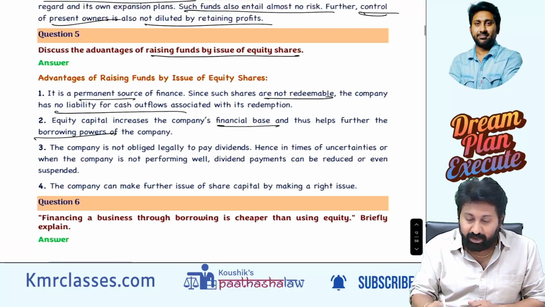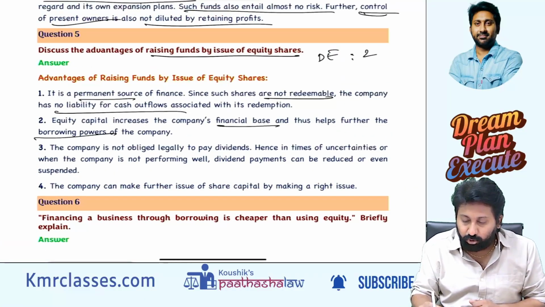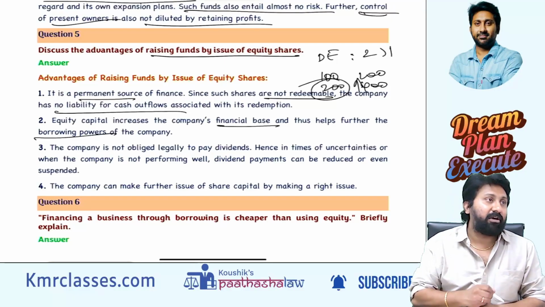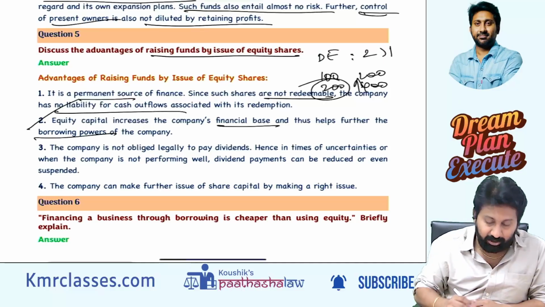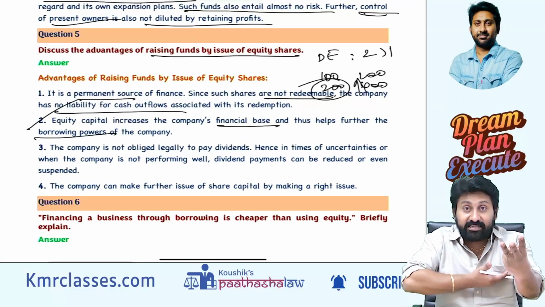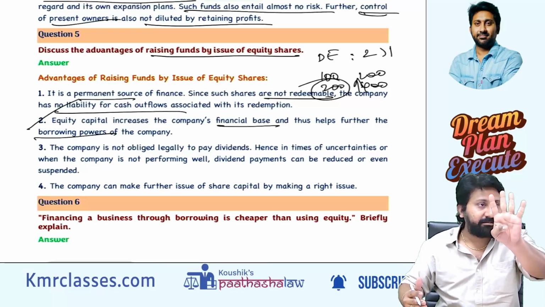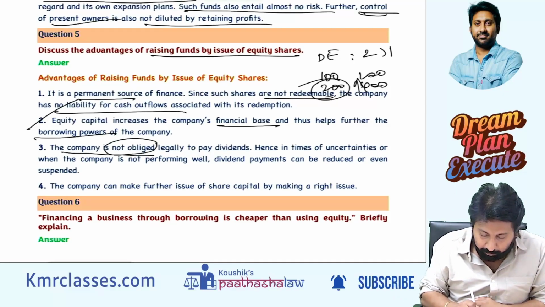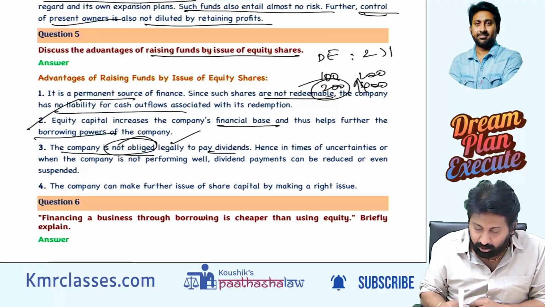Listen carefully. Debt equity ratio is 2:1. Means if equity is 100, debt can be 200. If equity is 200, debt can be 400. Means the borrowing power is dependent on the equity you are holding. That's what he wanted to tell. So permanent source of finance, not redeemable. It will increase the overall finance base. Borrowing powers will increase. Next, the company is not obliged, means no legal obligation, to pay the dividend.